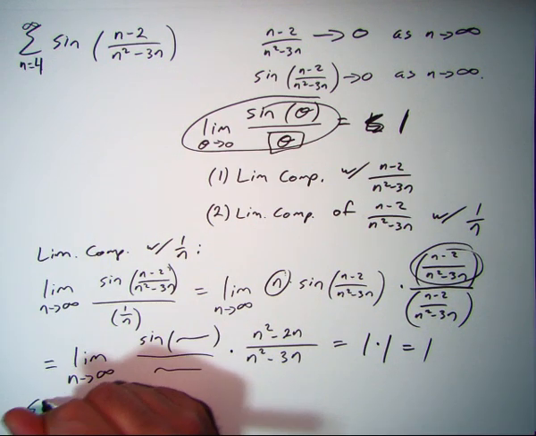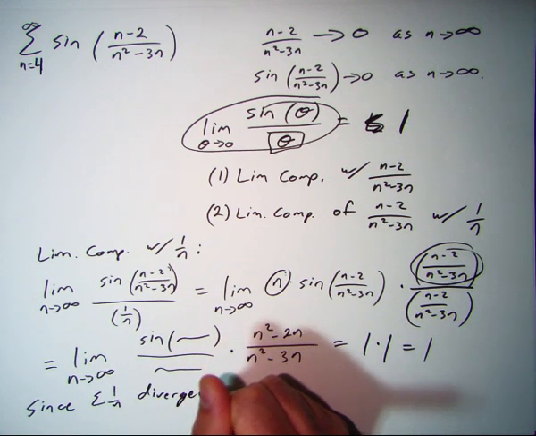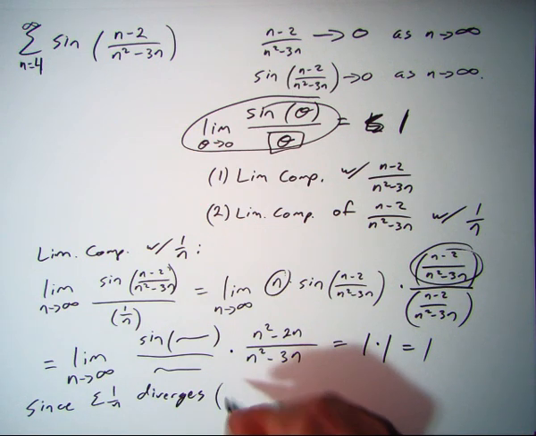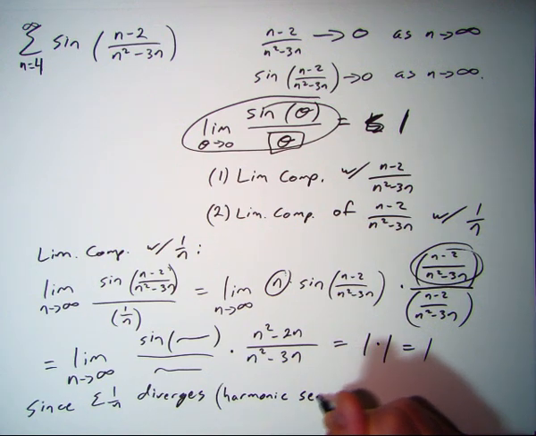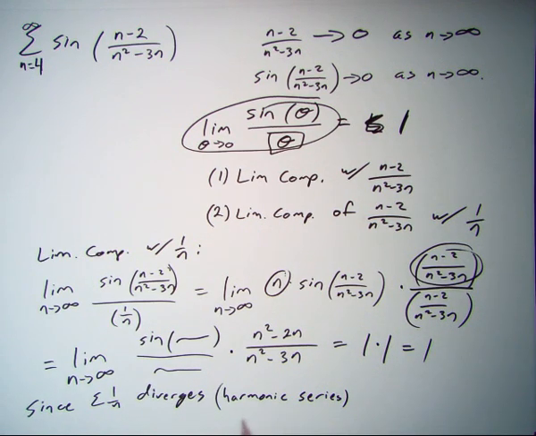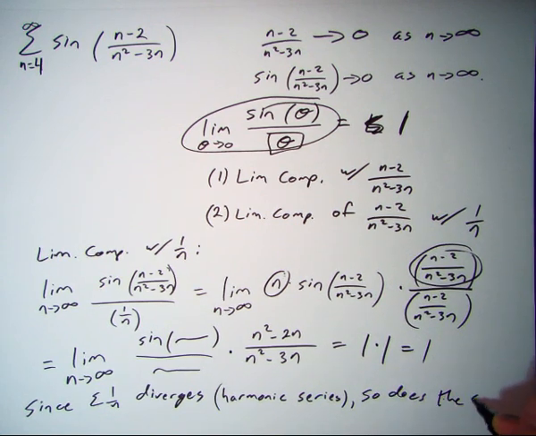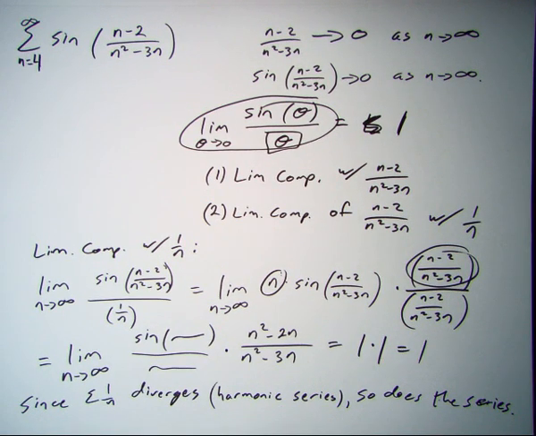And now I can say that since sigma 1 over n diverges, how do I know that it diverges? Well, I can say it's just a p-series with p less than or equal to 1. Or in this particular case, I can say it's the harmonic series. Don't ever say it's the harmonic series test. There isn't a test for that. It just is or it isn't. So since sigma 1 over n diverges, so does the original series. There we go.